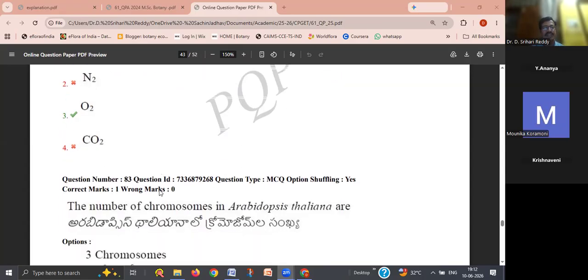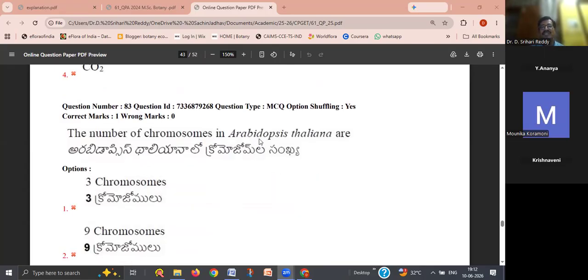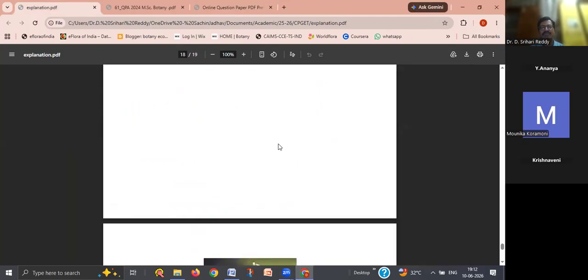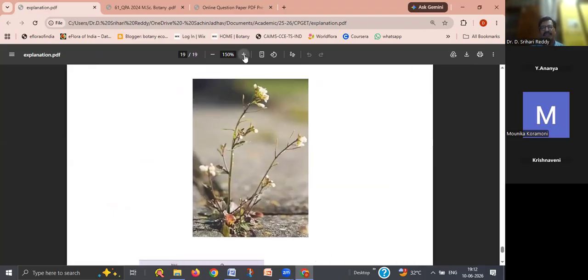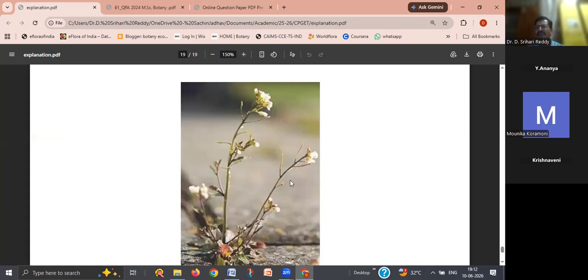Okay, next question is the number of chromosomes in Arabidopsis thaliana. I explained this to you earlier. So this is the plant, Arabidopsis thaliana. Here you see the importance of this plant. It's just like Escherichia coli. Escherichia coli is a model organism for genetic studies.